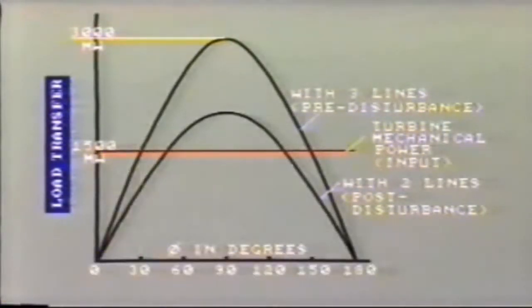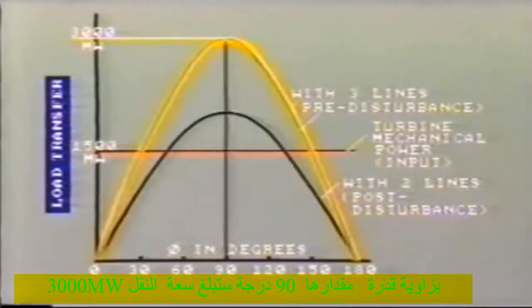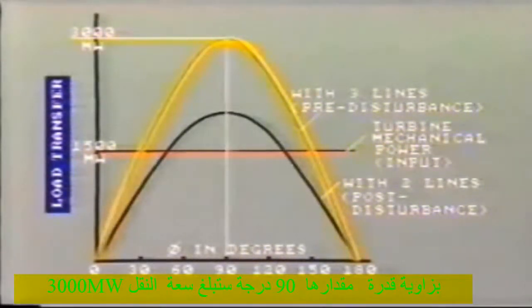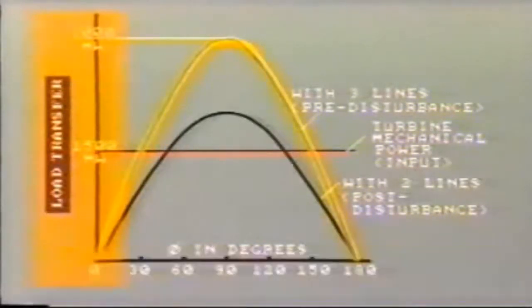With 3 lines in service and a total load transfer of 1,500 megawatts, the load angle here is about 30 degrees. You can see that with 3 lines in service, we could actually transfer more power. At a power angle of 90 degrees, the capacity of the transmission circuit is about 3,000 megawatts. This curve does not show speed or frequency, although it is a sine wave. It indicates the phase angle difference between the 2 voltages at each end of the line and the corresponding quantity of power which is being transferred.